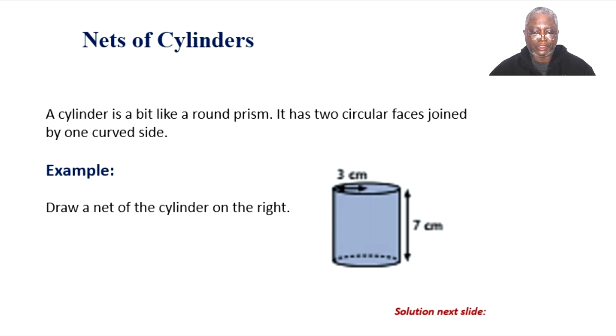It has 2 circular faces joined by 1 curved side. Example, draw a net of the cylinder on the right. It has a radius of 3 centimeters and it has a height of 7 centimeters.